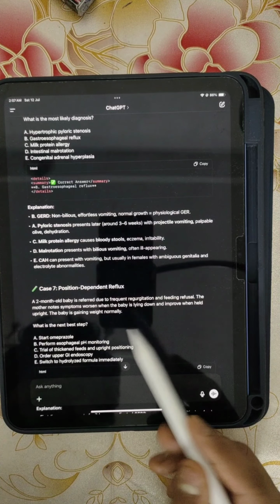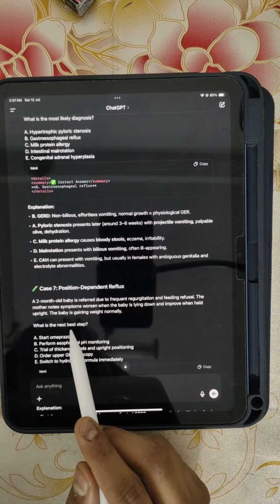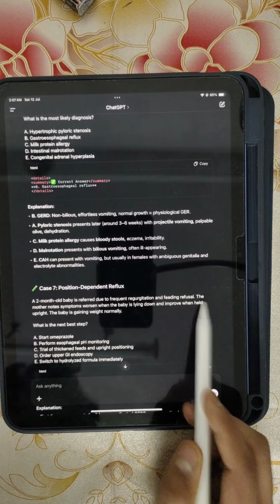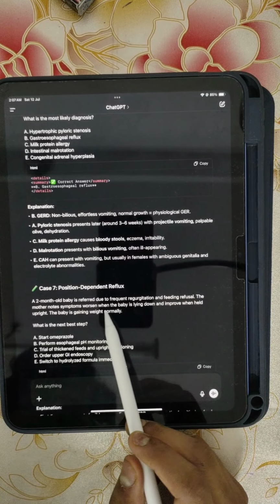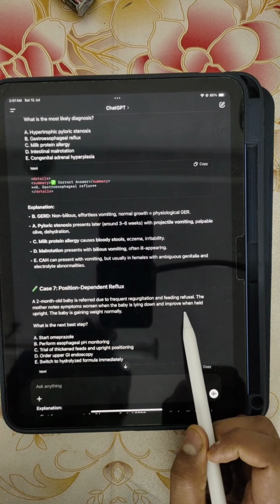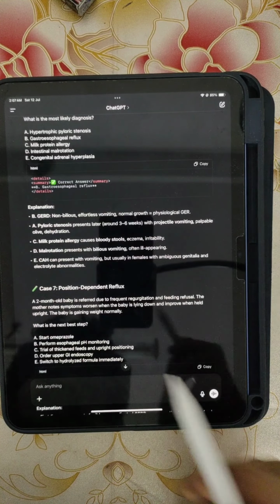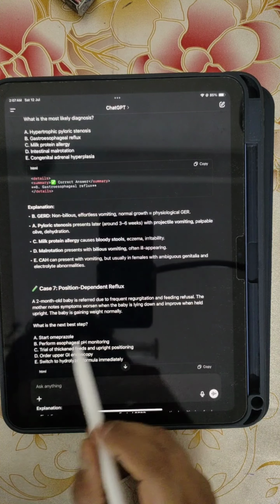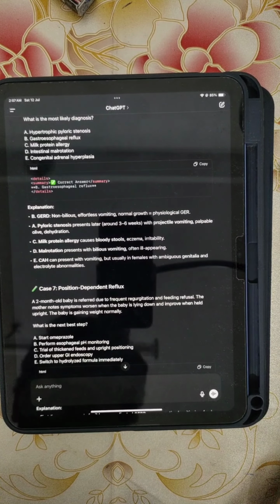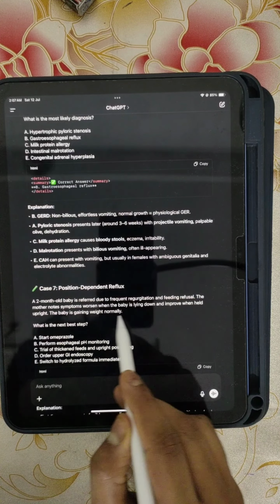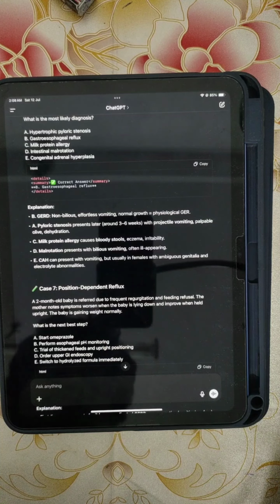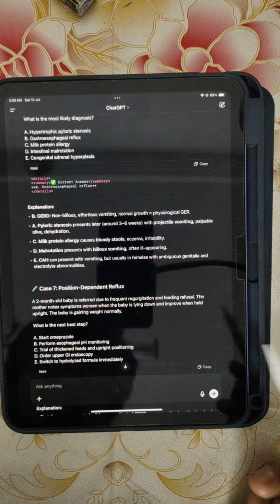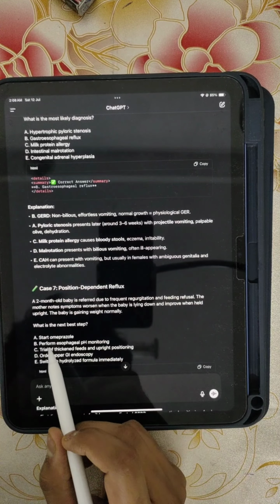Next one is position dependent reflux. A 2-month-old baby is referred due to frequent regurgitation and feeding refusal. The mother notes symptoms worsen when the baby is lying down and improve when held upright. The baby is gaining weight normally. What is the next best step? Start omeprazole? No, obviously. We know it is GERD. The baby is gaining weight normally, so this is mild GERD, and we just wait and watch.